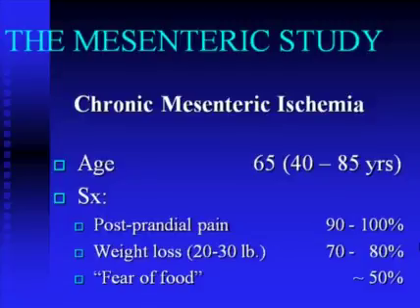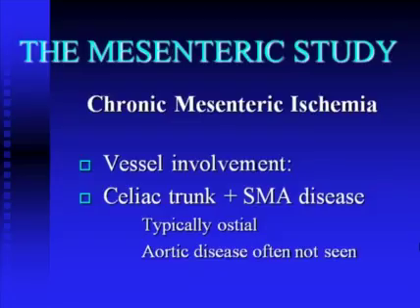If you look at the age group for chronic mesenteric ischemia, it's a classic atherosclerotic population. Average age typically is 65 years with a wide range. If you look at symptomatic presentation, it's the classic syndrome that was just described, with virtually all of these patients complaining of postprandial pain. 3/4 of these patients have had a 20 to 30 pound weight loss over the preceding 3 to 4 months, and about half of them have developed an outright so-called fear of food.